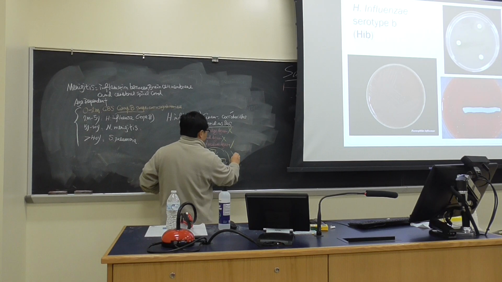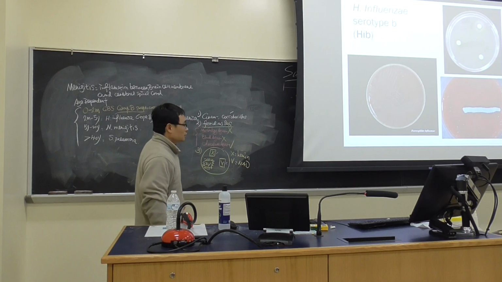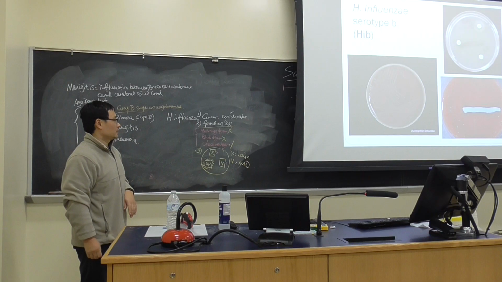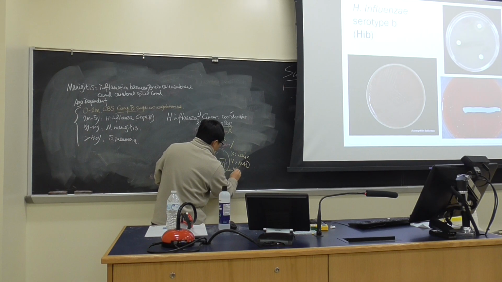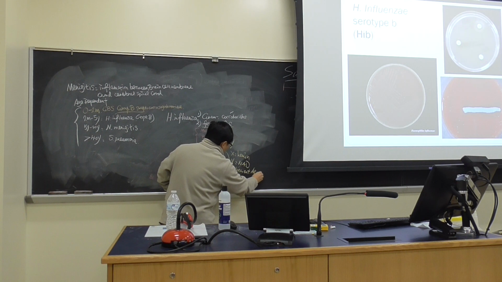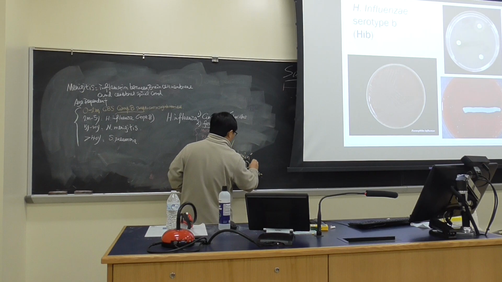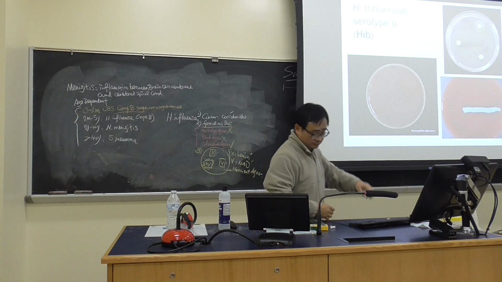What is X? Hemin. What is V? NAD, which is nicotinamide adenine dinucleotide. It's an electron carrier, if you know a little bit of chemistry. So this tells you that on the nutrient agar, which means the agar we use for growing bacteria, they need both hemin and NAD to grow. Okay, now what is the last one?